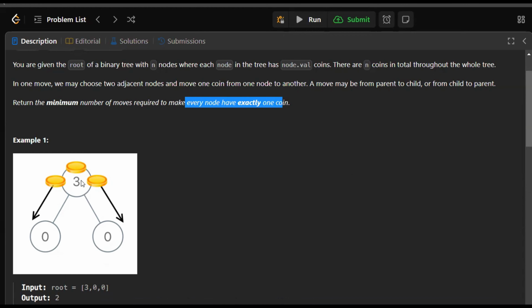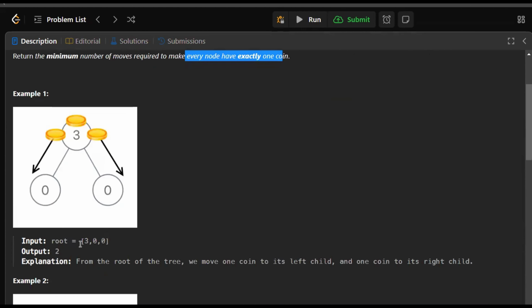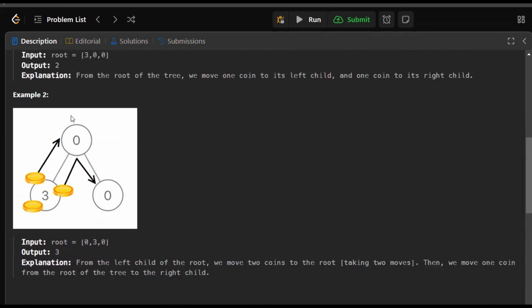Suppose in the first example, the root 3 has two children, 0 and 0. So root 3 has 3 coins. In one move, we can move one of the coins to its left child, and in one move, we can move another coin into its right child. So by the two moves, all of its left, right, and root will contain one coin. So we have to return 2.